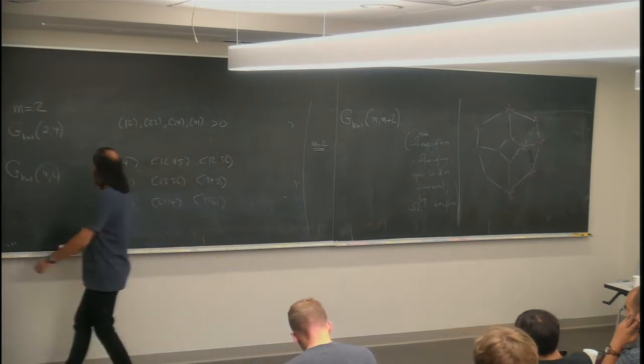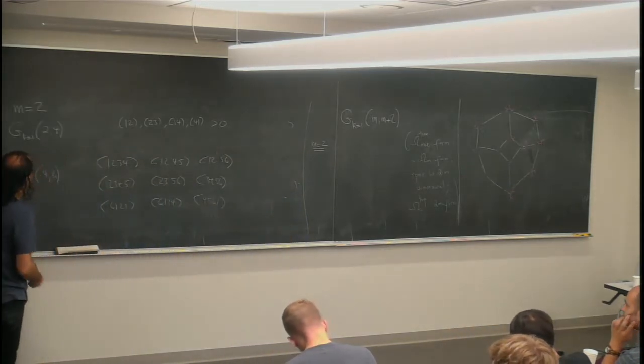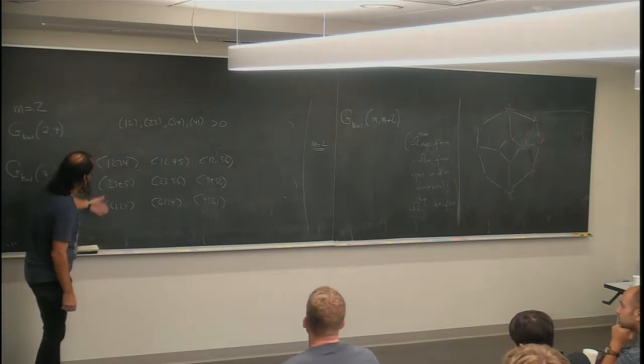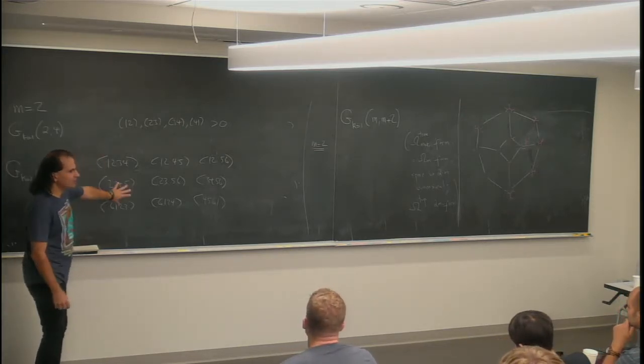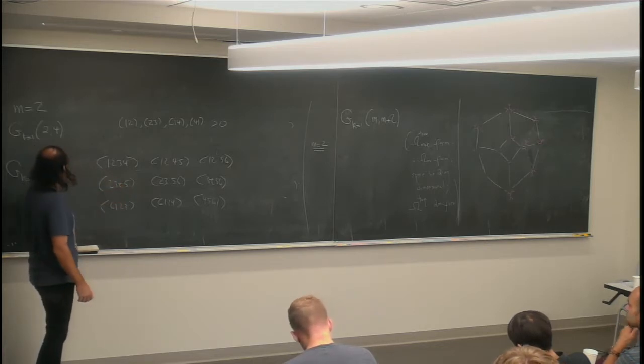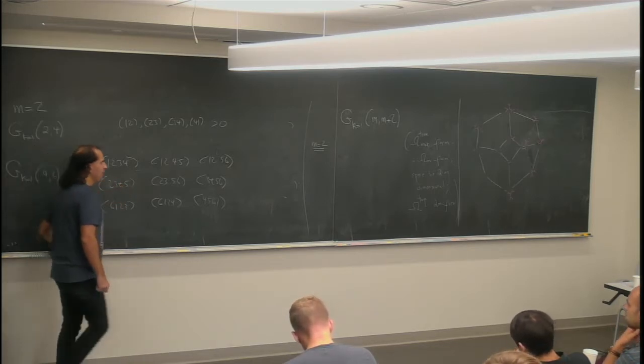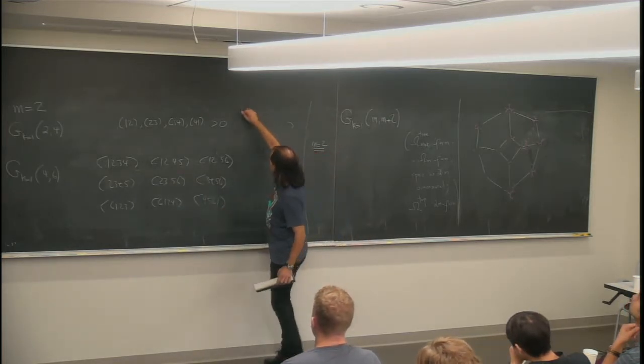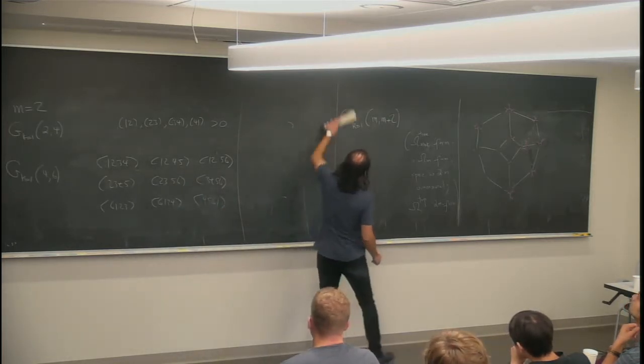Okay, so now, since this is G, m plus 2, it's convenient to write these conditions in terms of the conjugate G2, m plus 2. So let's write in terms of the conjugate G2, m plus 2. And let's just see what it is in terms of the conjugates.